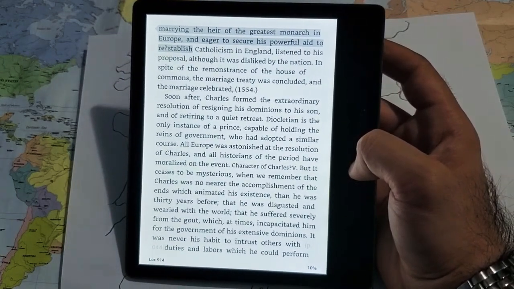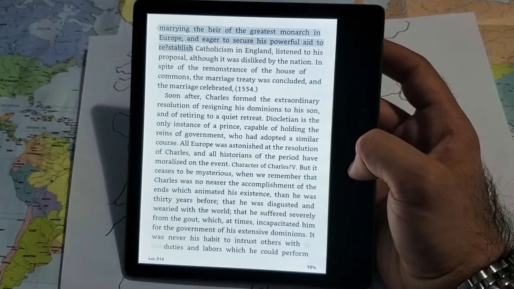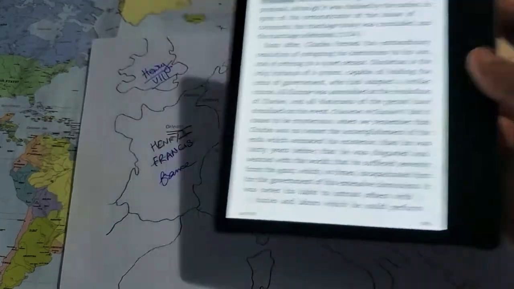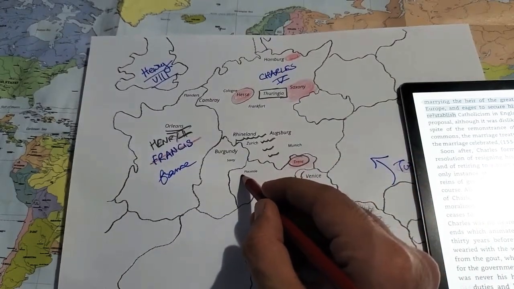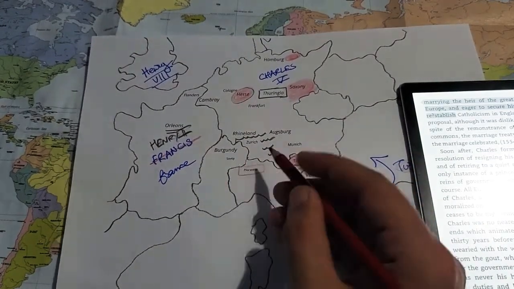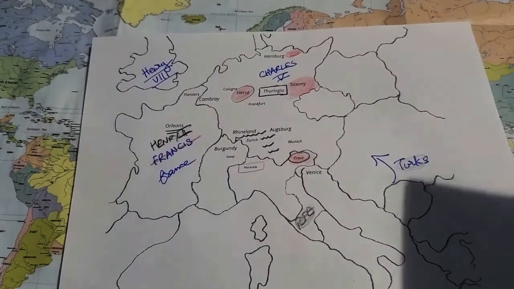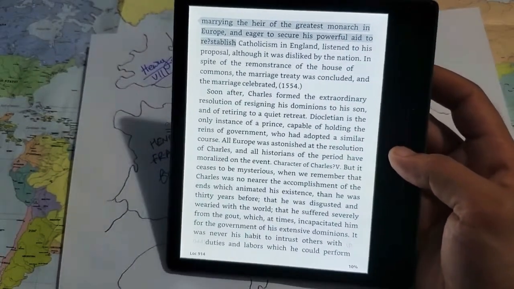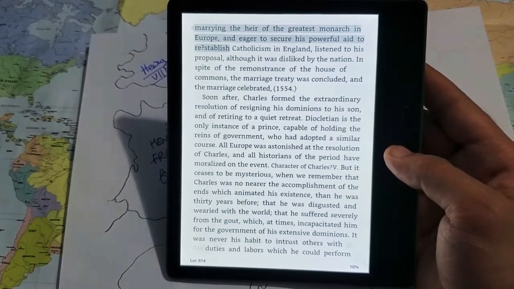Shortly after, Charles formed the extraordinary resolution of resigning his dominions to his son and of retiring to a quiet retreat. And I actually kind of looked up. So this is where this poor guy goes. He leads wars his whole life, and then he just decides to retire in sunny, what we would call northern Italy. He is just tired of all of this because his greatest ambition of his life failed, to become the absolute ruler of Germany.